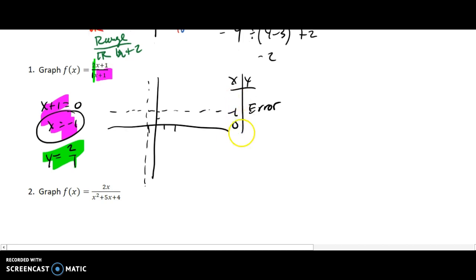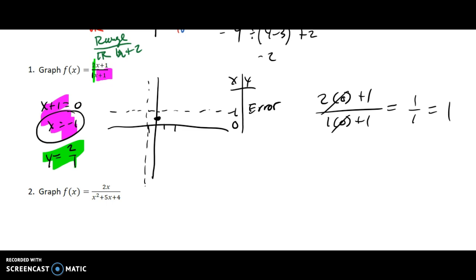So we're going to pick 0 and plug it in, so we're going to get 2 times 0 plus 1 over 1 times 0 plus 1. Those are going to cancel. I get 1 over 1, which is 1. So I have a dot right here, 0, comma 1, and then that's going to make our shape here, like this, and then over there, diagonally.